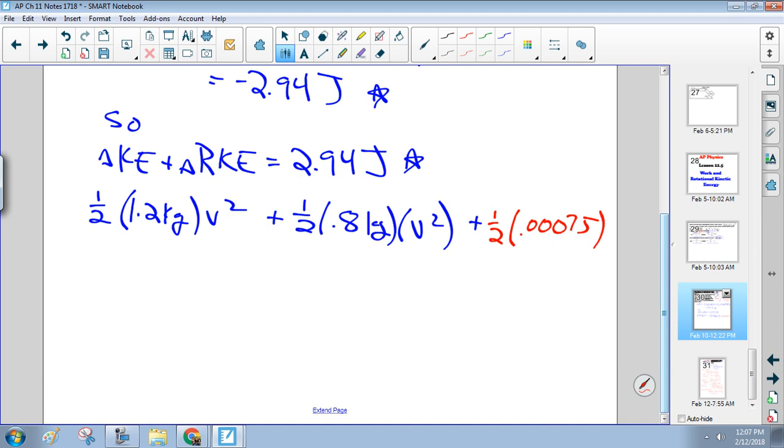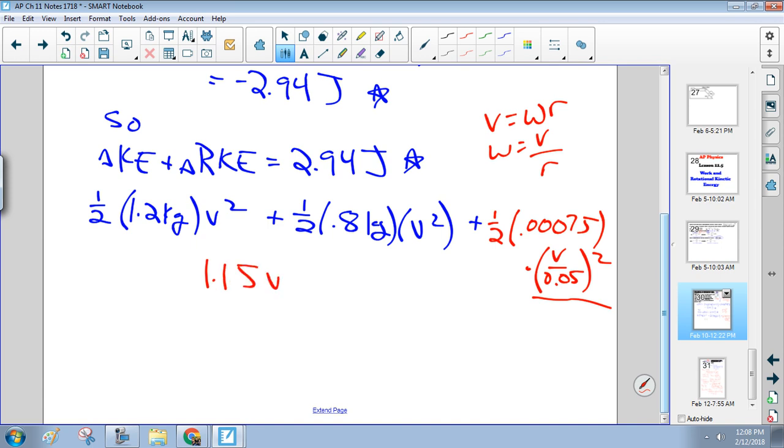So plus, well, it's 1/2 times I, which is that number we just calculated, times omega squared. But I don't want omega, I want v. And remember, v is just omega r, which means that omega is v over r. So I'm going to put times v over r squared, right? Isn't that omega squared, this mess here? So if you simplify all of this, you end up getting 1.15 v squared equals 2.94 joules. Solve for v, and you get 1.6 meters a second.